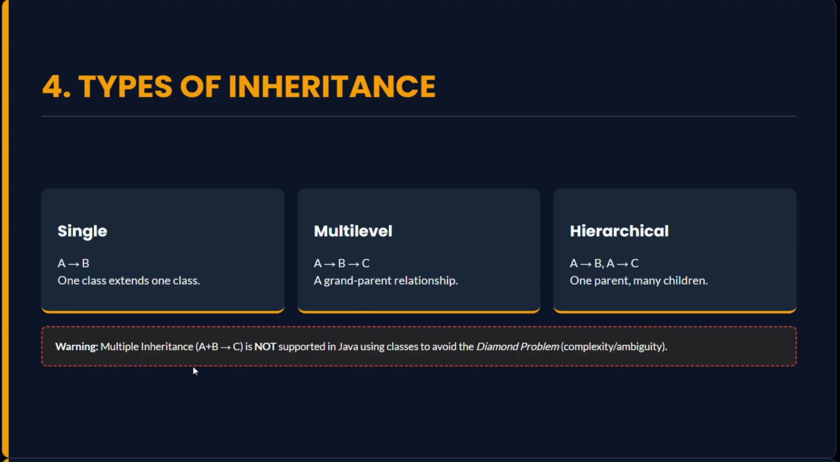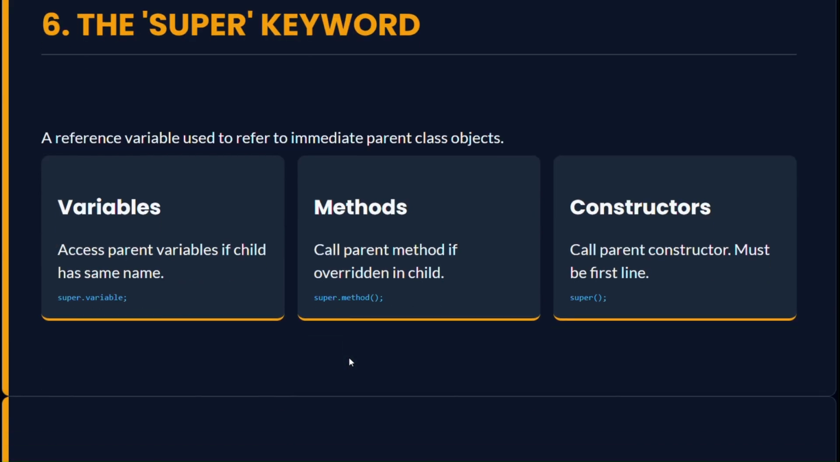Now pay attention here because this is a favorite interview question. Does Java support multiple inheritance? The answer is no. When using classes, Java does not allow one class to extend two parents at the same time, like A and B both giving birth to C. This is to avoid the diamond problem, where the computer gets confused about which parent's method to use. We solve this using interfaces, which we will cover later.